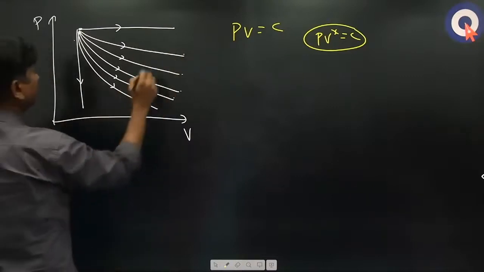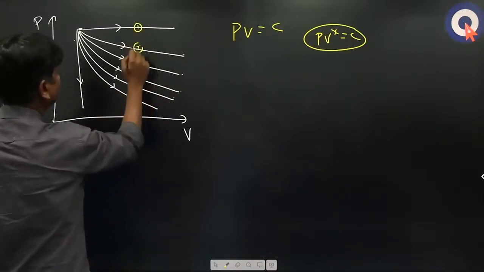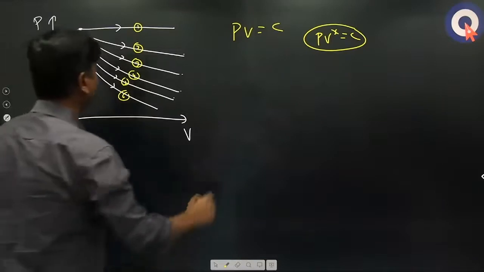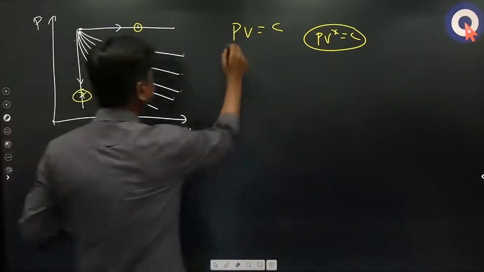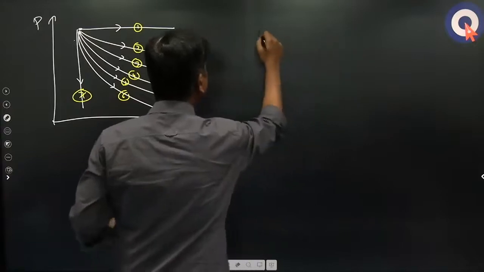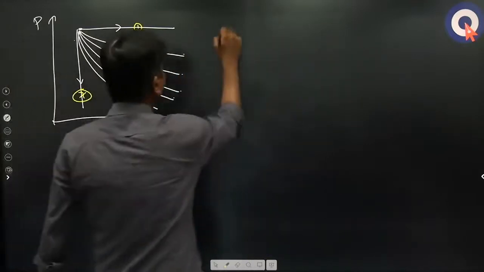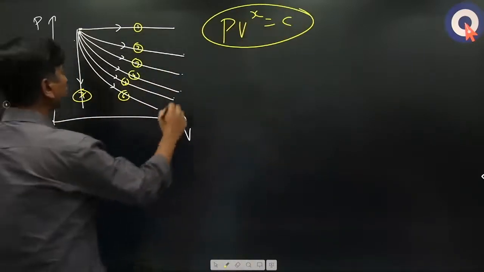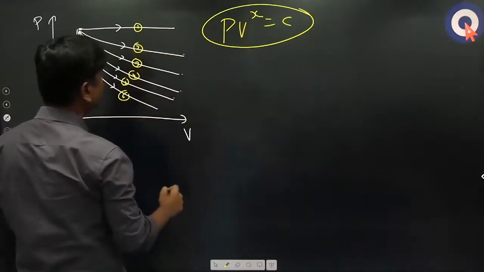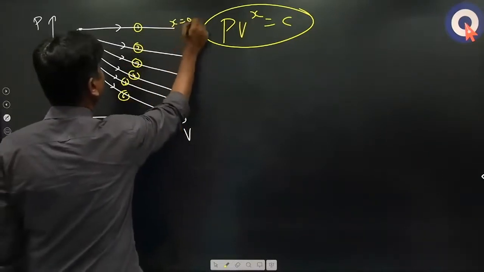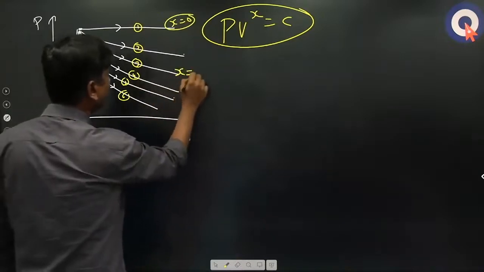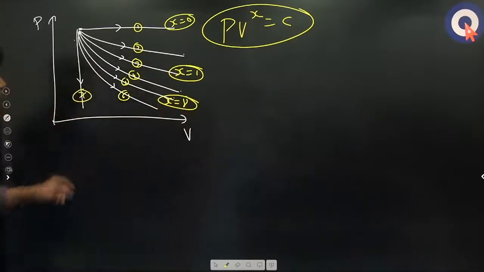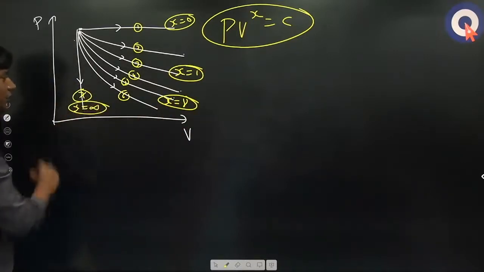This I will take as the first one. And we are naming them PV to the power X equal to constant, when we are talking about the X values, right? So the first process is definitely X equal to 0, isobaric. The third process I will take as X equal to 1, isothermal. The fifth process I will take as X equal to gamma, adiabatic, and the seventh process X equal to infinity. These are the values of X.